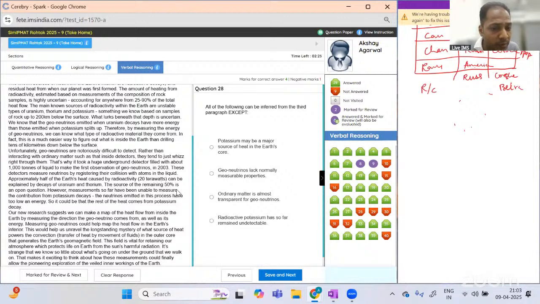The source of the remaining 50% is an open question. However, measurements so far have been unable to measure the contribution of potassium decays, because the neutrino energy is too low. So it could be that the rest of the heat comes from potassium. Okay. Potassium may be a major source of heat in the Earth's core. Yes, it could be.